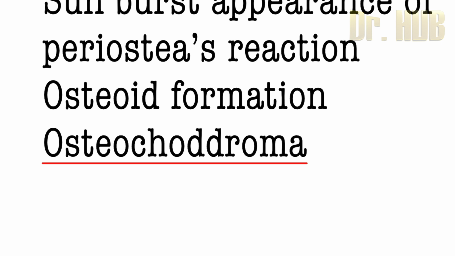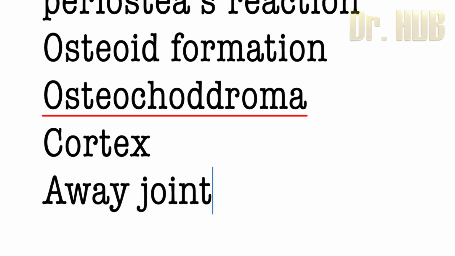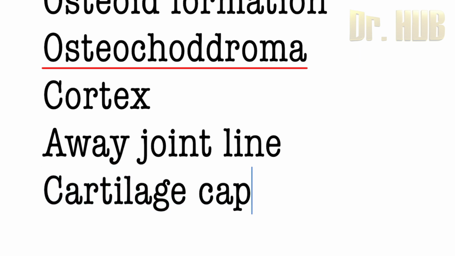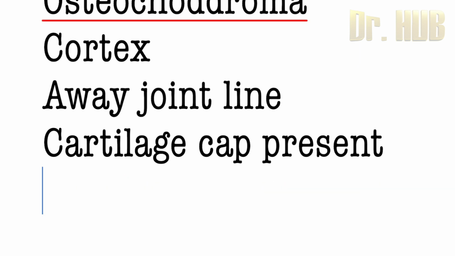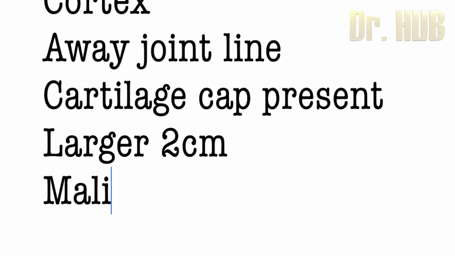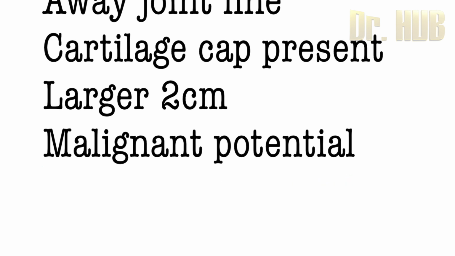Then moving on to the osteochondroma. There is a bone overgrowth that is continuous with the cortex, and it grows away from the joint line. The cartilage cap is present, and if it is larger than 2 centimeters, consider the malignant potential. Multiple osteochondromas are known as hereditary multiple exostosis or diaphyseal aclasis.